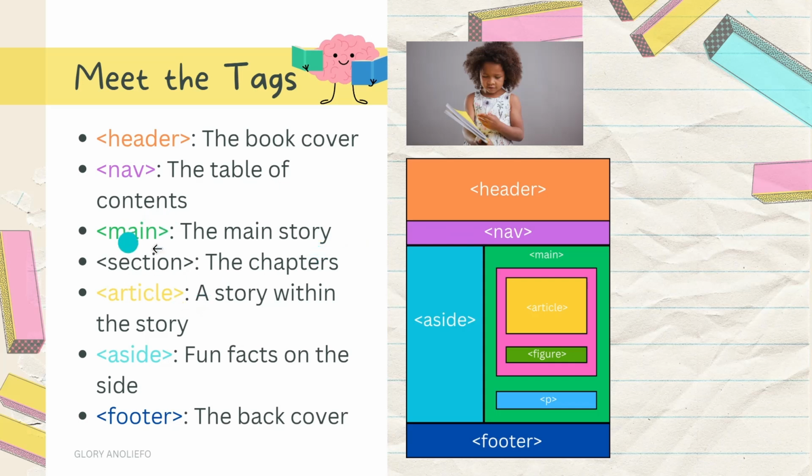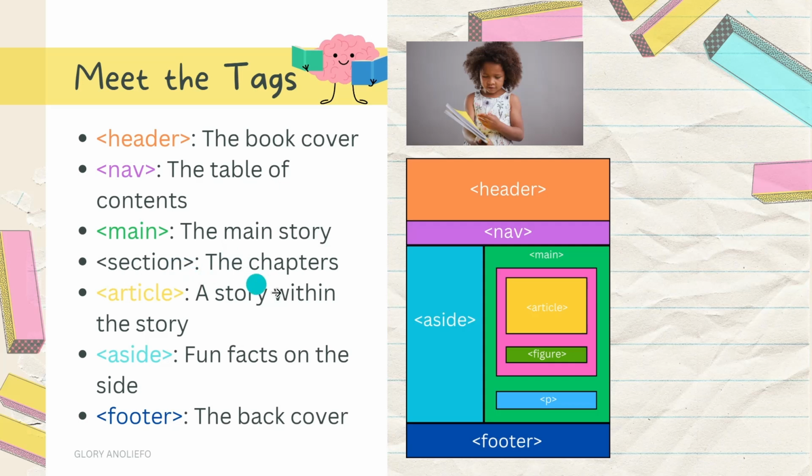But when you come to the main, it's like the main story. Then the section is the chapter. So you group things in different sections, almost like when you're writing an essay. Okay, you have introduction, body, conclusion. For a recipe book, you can have different sections inside of that recipe book, different chapters. So it's likened to a chapter in a book when you talk about a section.